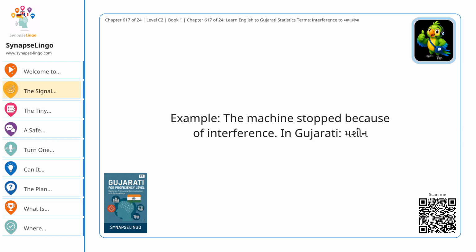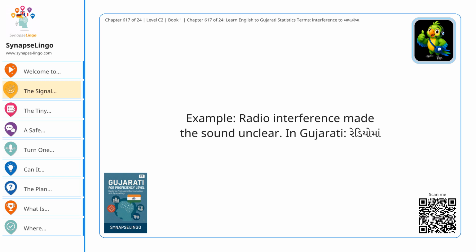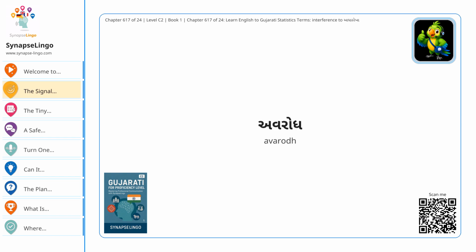Example. The machine stopped because of interference. In Gujarati, Machine અવરોધ. ne karan banda thai gayu. Example. Radio interference made the sound unclear. In Gujarati, Radio અવરોધ. hovathi avaj spasht nahoto.